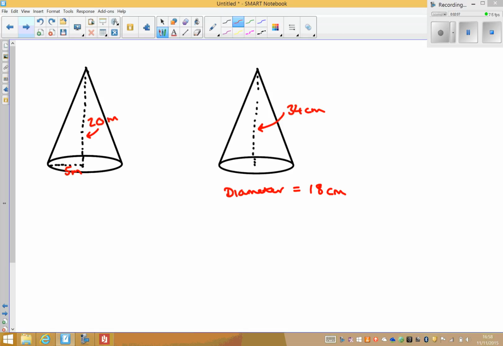Can you now pause the video and try these 2 questions? So in question 1, you've got a perpendicular height of 20 metres and a radius of 5 metres, and in question 2, you have a perpendicular height of 34 centimetres and a diameter of 18 centimetres.